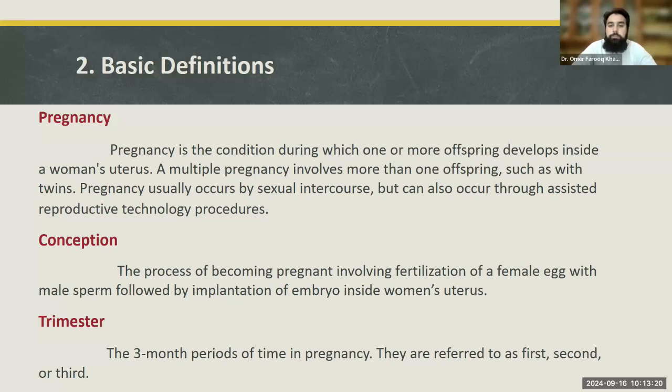Conception, the process of becoming pregnant, involves fertilization of a female egg with male sperm, followed by implantation of the embryo inside the woman's uterus. Fertilization occurs, and then when that fertilized embryo gets implanted inside a woman's uterus, that is called conception. Trimester, the 3-month period of time in pregnancy, they are referred to as first, second, or third.